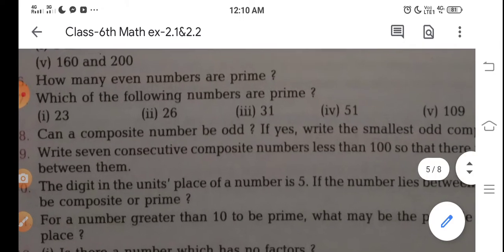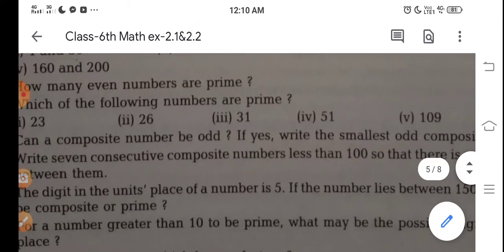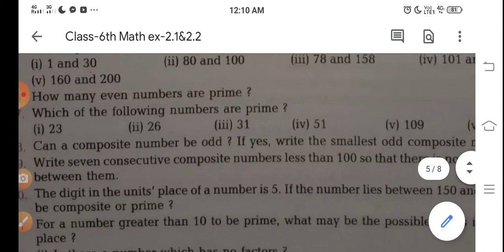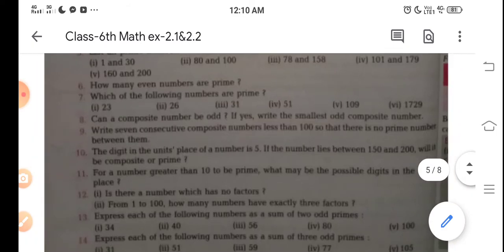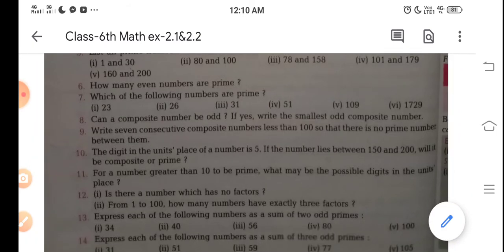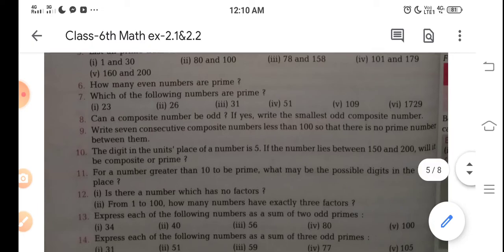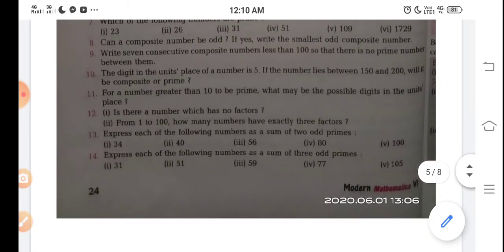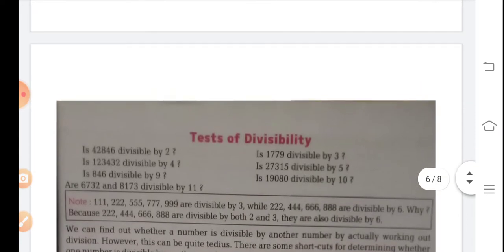Next, that's not a prime number. The factors are 1, 13, 51, so that's not a prime number. Next, 109, that's a prime number. Write it in your copy. Next questions 8, 9, 10, 14 are easy, so you also complete all the questions.